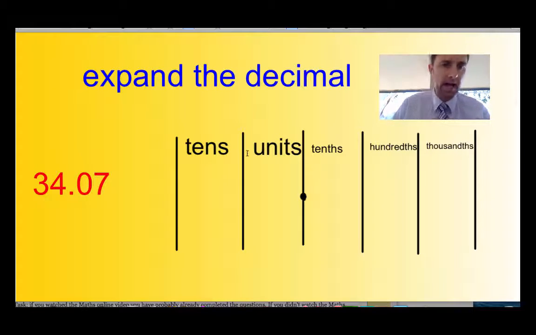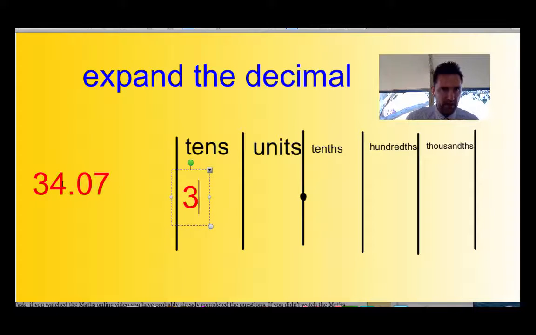Or let's have a look at 34.07, right? How many tens are there? Well, there's 3 tens because that's really 30, so you put 3 over here. How many units are there? Well, 34, isn't it? So you put the 4 over here in the units column. The decimal point goes between the units and the tenths, so that's good. It's already there, isn't it?